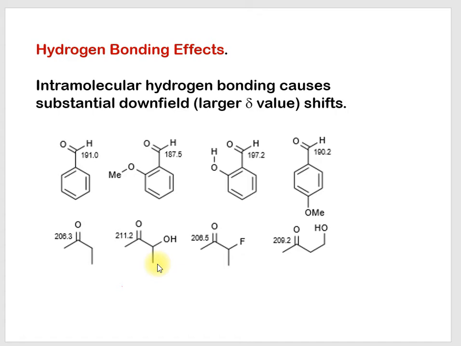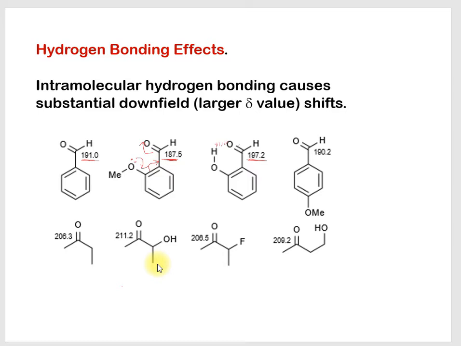Then here, hydrogen bonding will increase the chemical shift of the carbonyl. Here there is no hydrogen bonding. Here we can see the difference in chemical shift, 191 and 187, mainly because of the delocalization from the methoxy group towards the ring, towards the carbonyl, so it is lowered. But when you have hydrogen bonding, the chemical shift is enhanced.